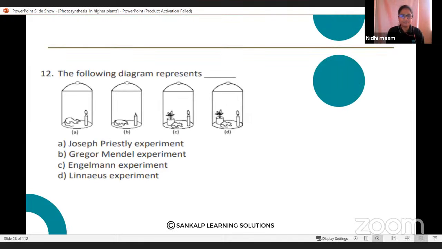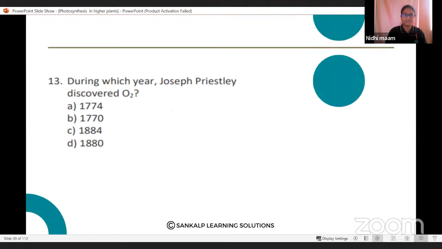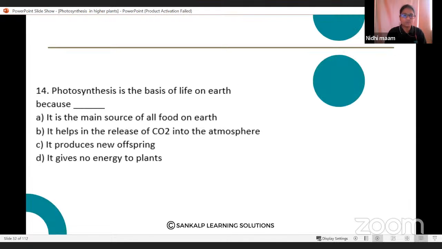The following diagram represents Joseph Priestley experiment, Gregor Mendel experiment, Engelmann experiment, or Linnaeus experiment. Which experiment is represented by the diagram? Pavitra answered it. Shashank, yes, answered it. Jyoti and Chaitanya are active on YouTube. So the right answer for this question is option A, that is Joseph Priestley experiment. Presence of oxygen, right? Next question.